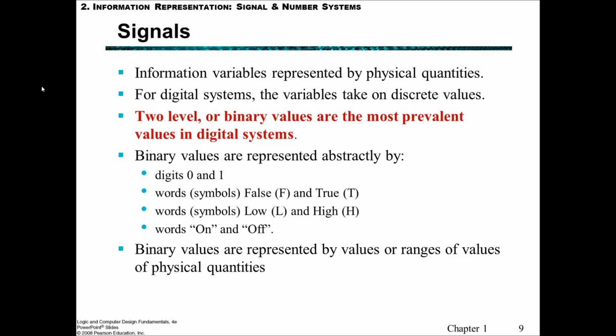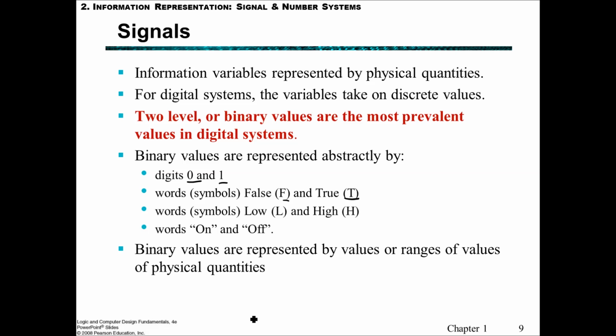So that is simply 1 or 0, or maybe the words false or true, or the symbols F or T, the words low or high, L or H, or the words on or off. And these words and symbols will be used throughout the course and will be synonymous with each other. These binary values, as we mentioned before, are actually representations of some sort of continuous physical quantity.